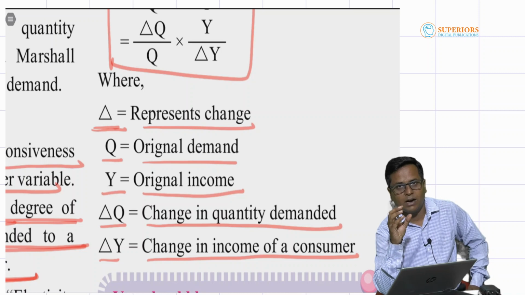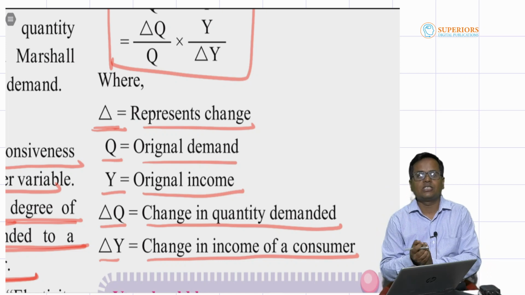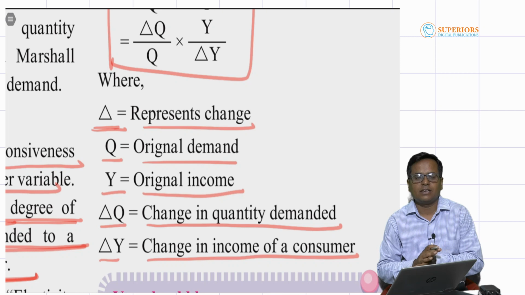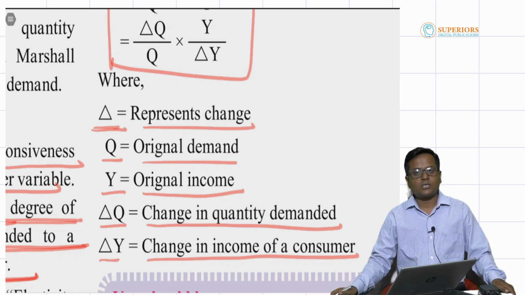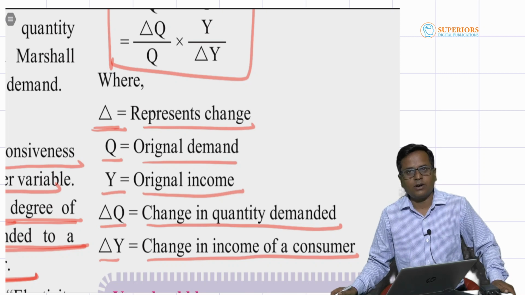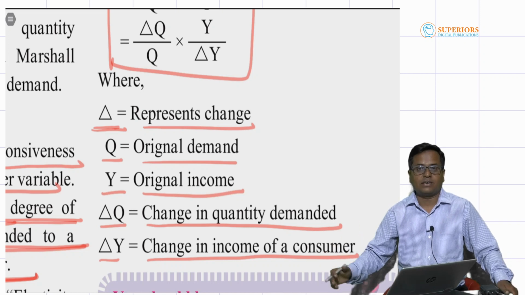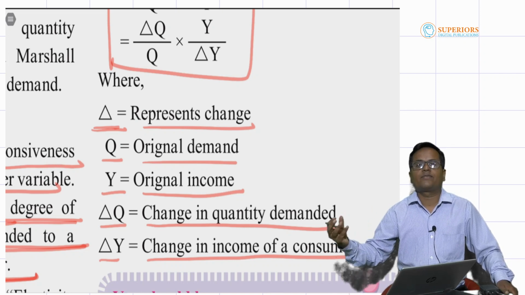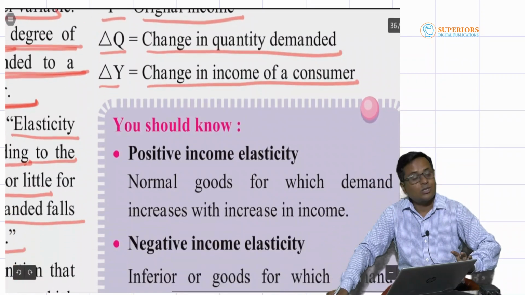The demand for all goods doesn't respond in the same way to the change in consumer's income. Sagya vastunchi demand hi income madhil change la sarkhya pramanat respond karat asat nahi. The degree of responsiveness of quantity demanded of a commodity to the change in consumer's income is different in case of different goods. Vegvegla vastuncha degree of responsiveness vegvegla asto.